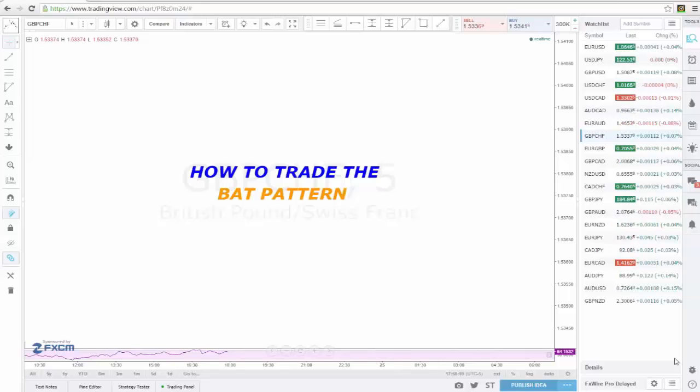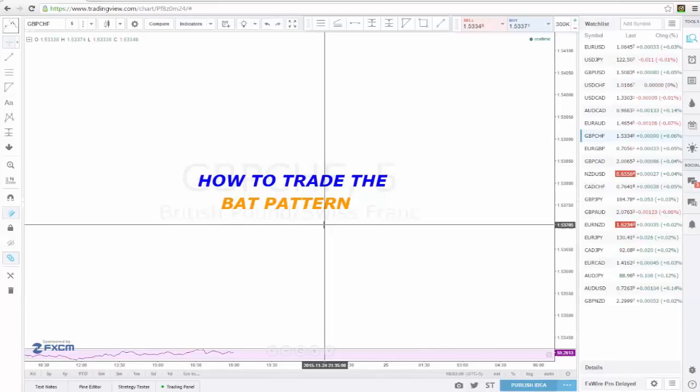But before we begin, I just want to say that these are the specific rules and ratios for the bat pattern that I've tested on the specific pairs and time frames that I trade. And I highly suggest that you take the time to test these and other ratios on your own portfolio before attempting to use this advanced pattern in your trading strategy.